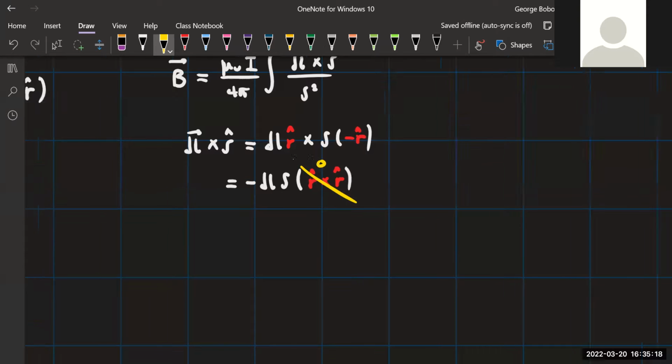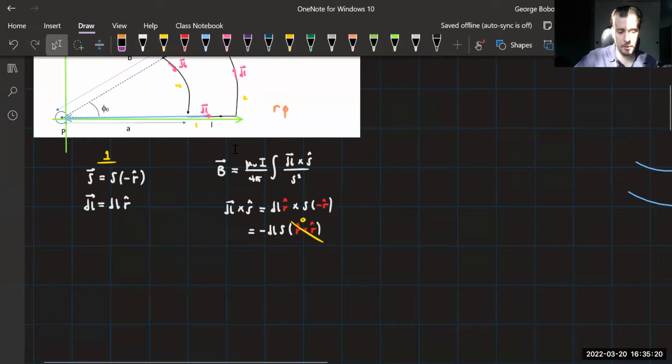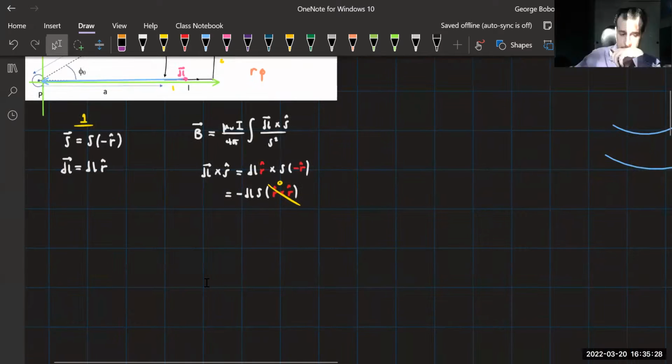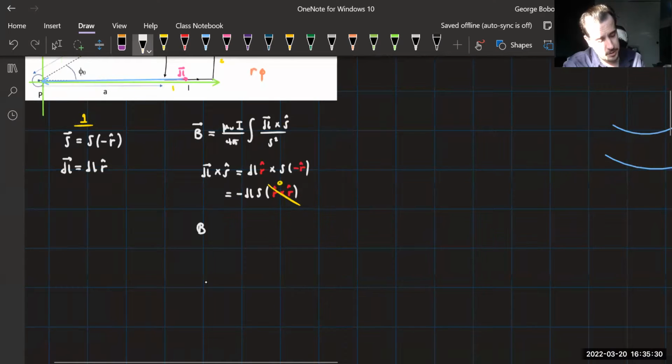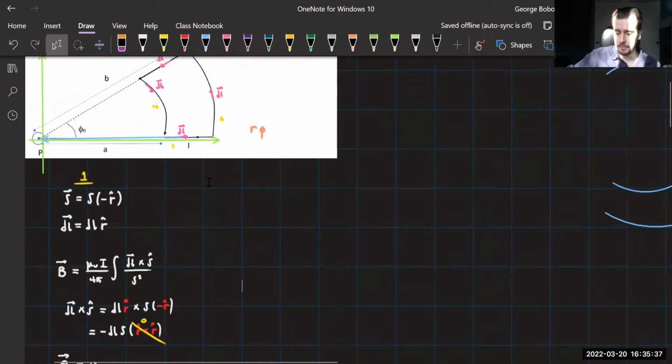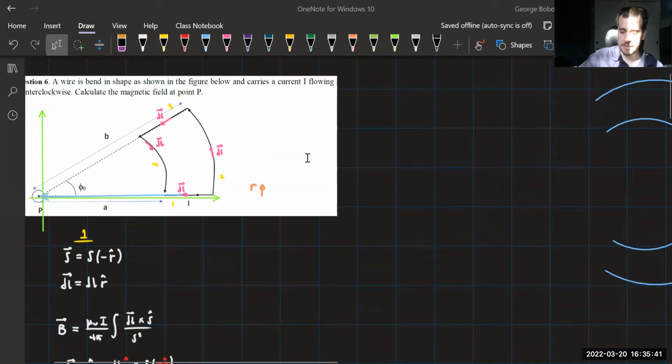0. What does that tell you, Bogdan, about the contribution of this segment to the magnetic field at P? There isn't a contribution, okay? So B is 0 from that side. Okay. Can anybody, out of all of you, guess another side that's not going to give a contribution right now for the same reasons?